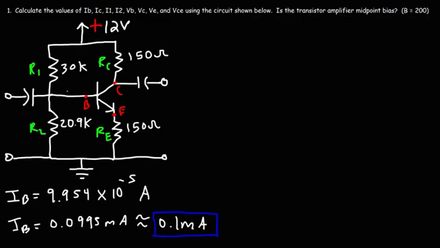Let's make a little note here. The current flowing into the base is conventional current. The direction of electron flow is opposite to the direction of conventional current flow. So that base current is 0.1 milliamps.